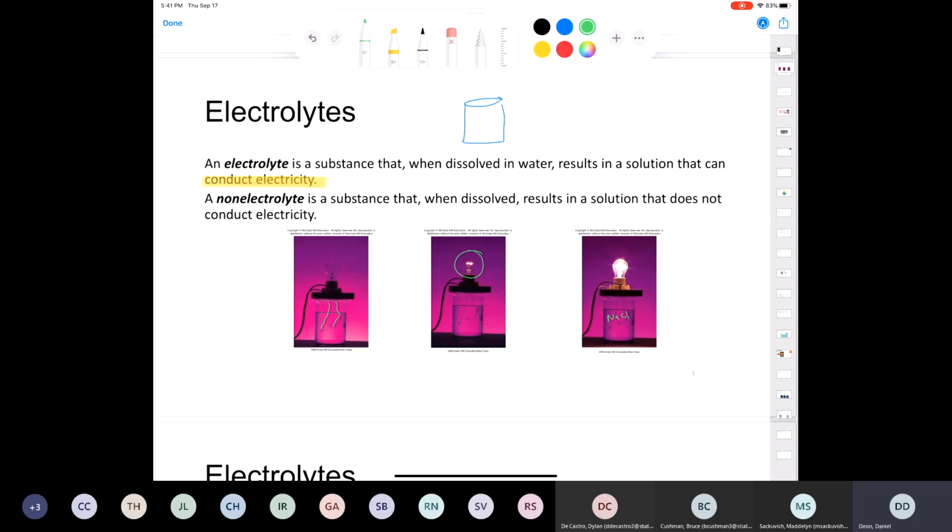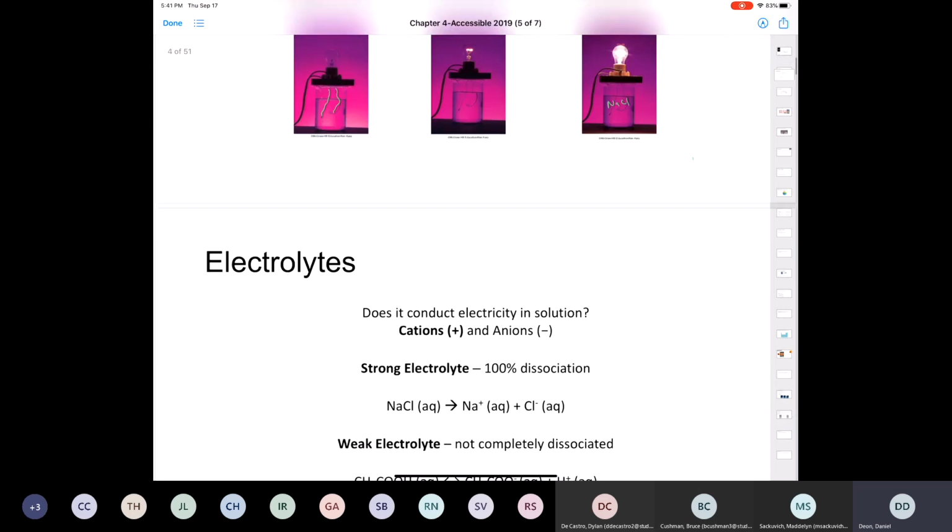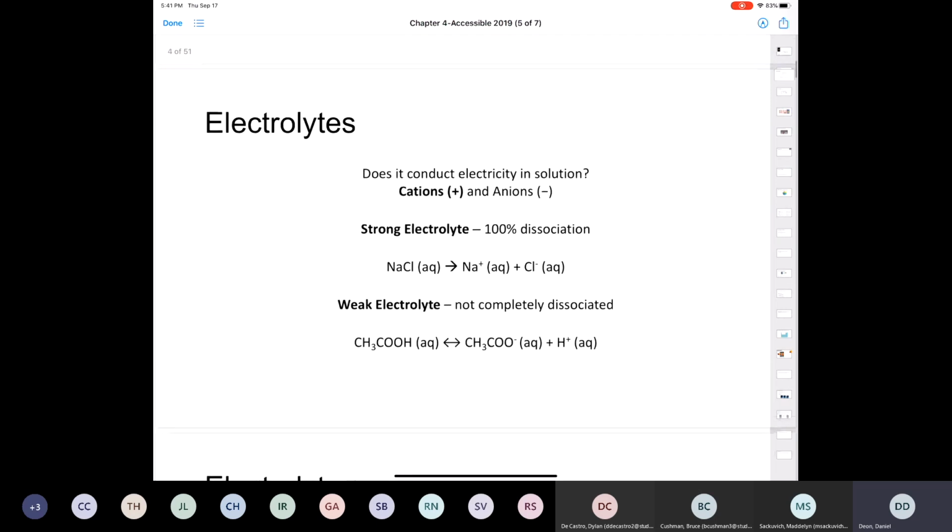All right. Now, you might have some questions in your mind about, well, what exactly is an electrolyte made of? What exactly is an electrolyte? How will I know when I see one? How will I know to recognize that? In order for something to conduct electricity in solution, it's got to be comprised of cations and anions.